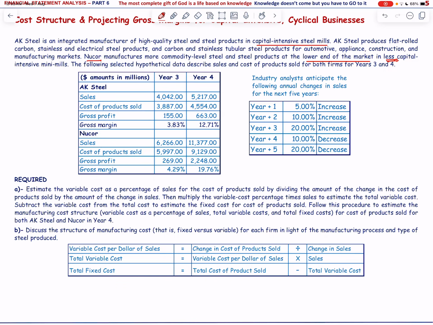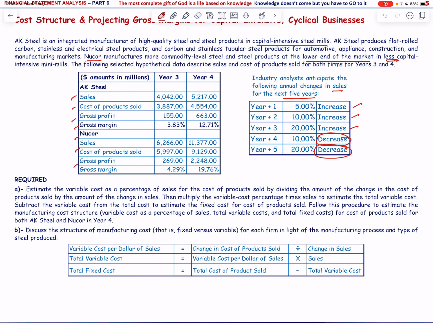This is how they have the sales, the cost, and the gross profit for AK Steel and Nucor. Industry analysts anticipate the following annual changes in sales for the next 5 years. What is interesting is that for the first year there is an increase of 5%, then an increase of 10%, then an increase of 20%. But in the fourth year there is a decrease of 10%, and in the fifth year also a decrease of 20%.